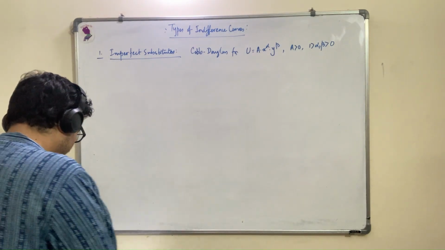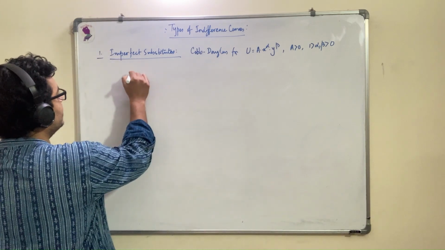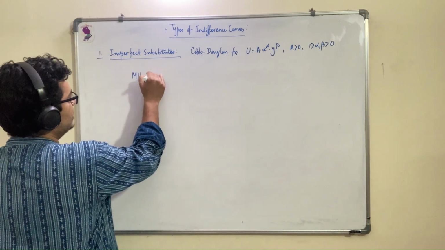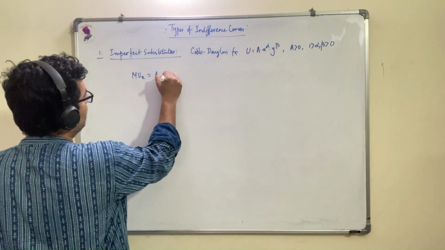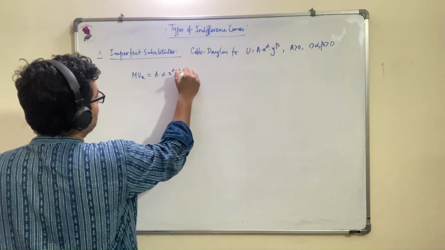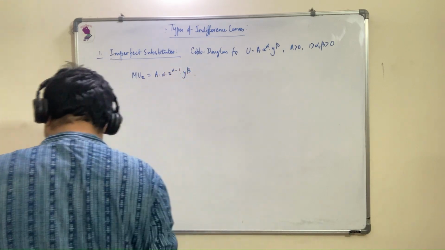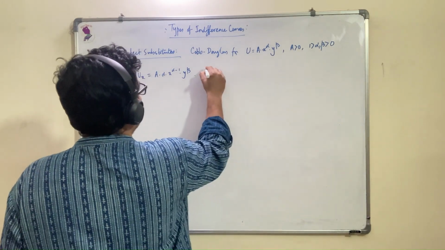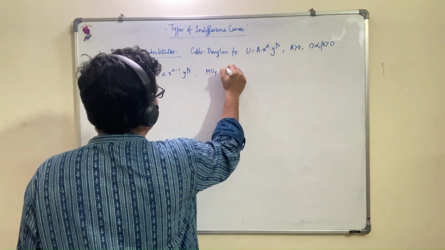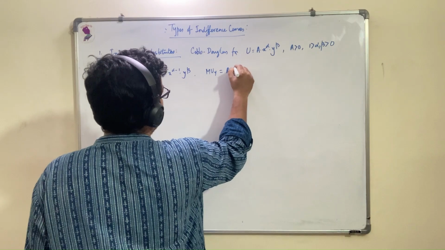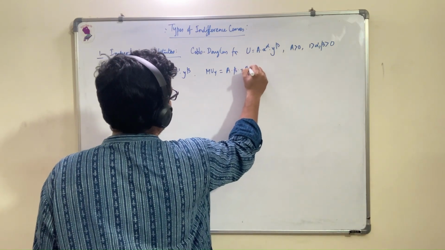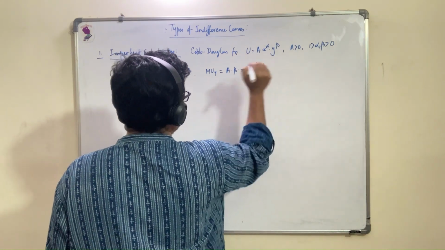But currently we are interested in the two marginal utilities. So A into alpha into x to the power alpha minus 1 into y to the power beta. So this is MUx, and MUy is A into beta into x to the power alpha into y to the power beta minus 1.